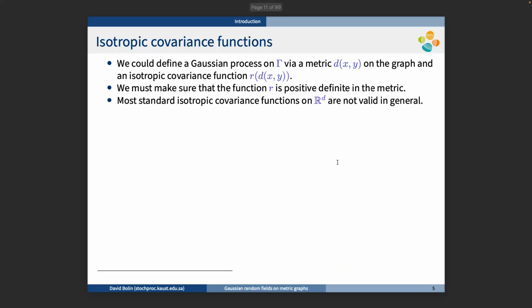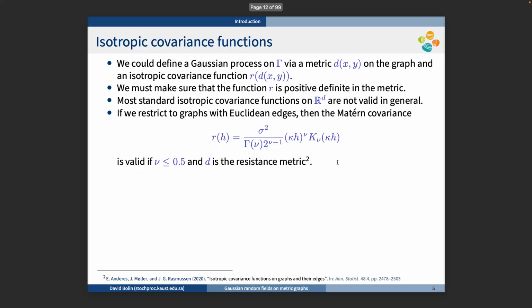And unfortunately, it turns out that most standard covariance functions that you use for problems on R^d are in fact not positive definite when you measure distances in this way. There are some exceptions. So for instance, if you restrict to a subclass of graphs, so-called graphs with Euclidean edges, not so important what that is, but it's a restriction.